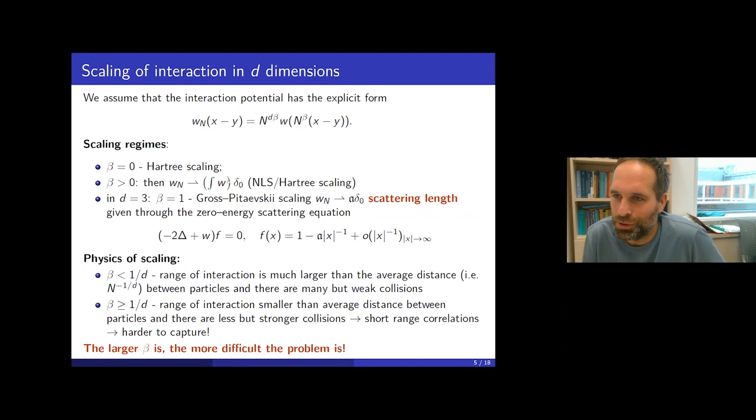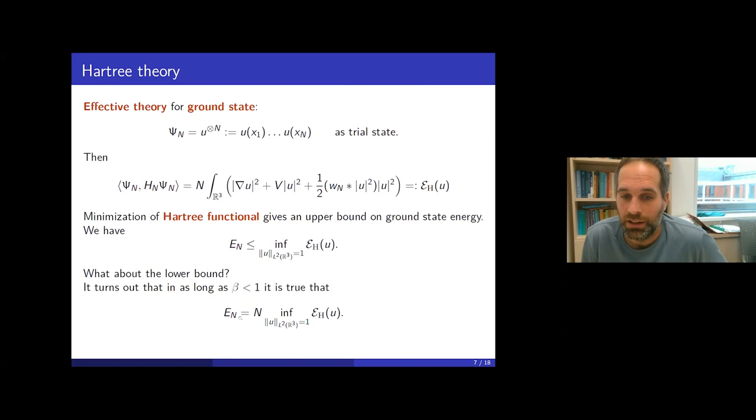And we know from physics that this is not what we want to obtain. The Gross-Pitaevskii equation has a 4 pi a in front of the delta. This is exactly how the Gross-Pitaevskii scaling appears. So the theorem is that as long as beta is smaller than one, the effective functional has no scattering length here. So it is crucial.